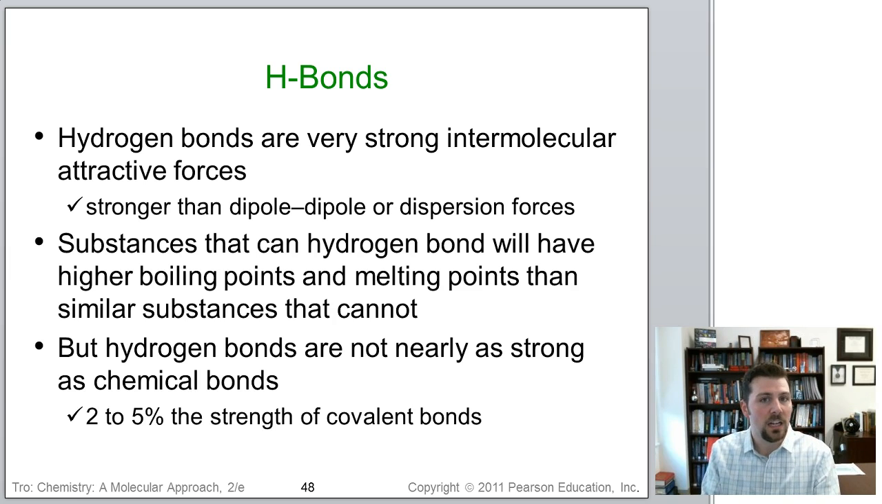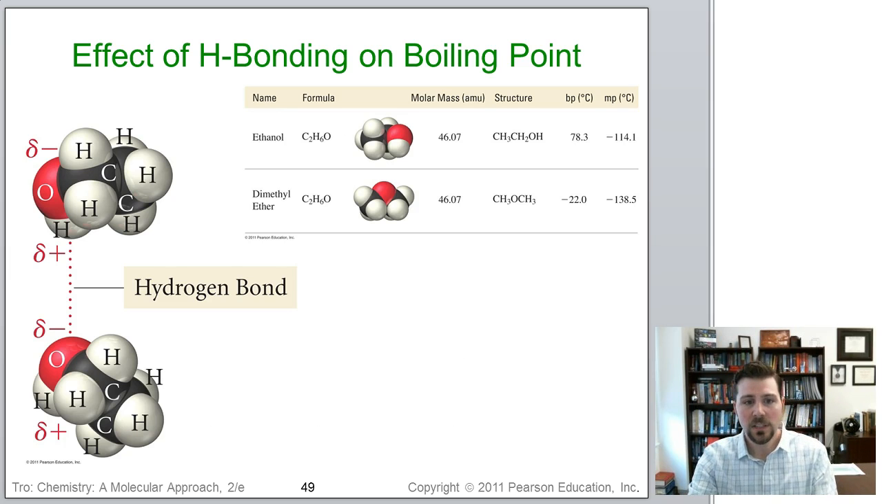But they're still a lot stronger than other types of intermolecular forces, such that they play a pretty big role. Notice here we've got ethanol and dimethyl ether, and each of these has hydrogen, but you have to have a hydrogen attached to a NOF in order to have hydrogen bonding. So notice in the ethanol formula, you've got that oxygen and you've got a hydrogen attached to it right there. So ethanol can undergo hydrogen bonding.